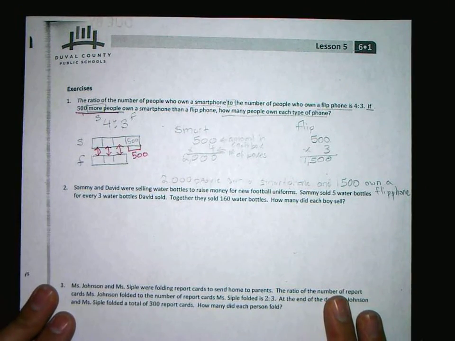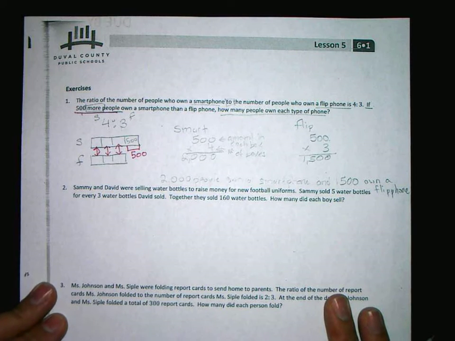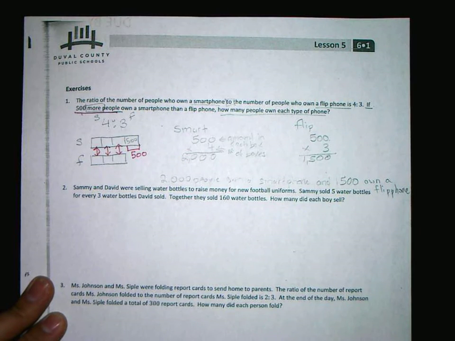For number 2, it says Sammy and David were selling water bottles to raise money for new football uniforms. Sammy sold 5 water bottles for every 3 water bottles David sold. Together they sold 160 water bottles. How many did each boy sell? First, I need to identify my ratio, what each number means, and then draw a tape diagram.